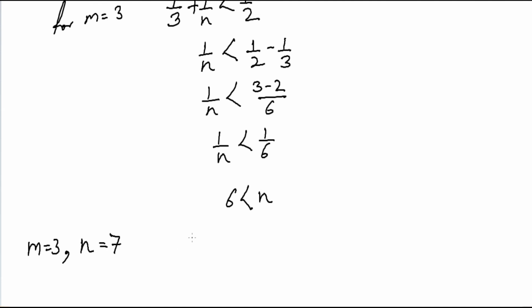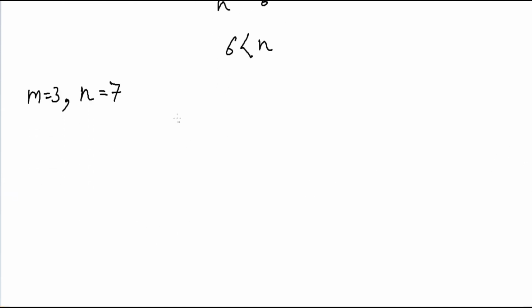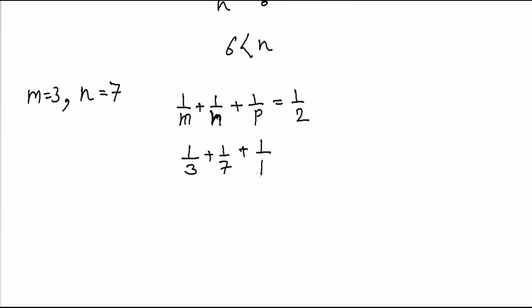8 also, and further. So suppose we take this. So what happened to the p? So we got this equation, 1 by m plus 1 by n plus 1 by p is equals to 1 by 2. Now 1 by 3 plus 1 by 7 plus 1 by p equals to 1 by 2.